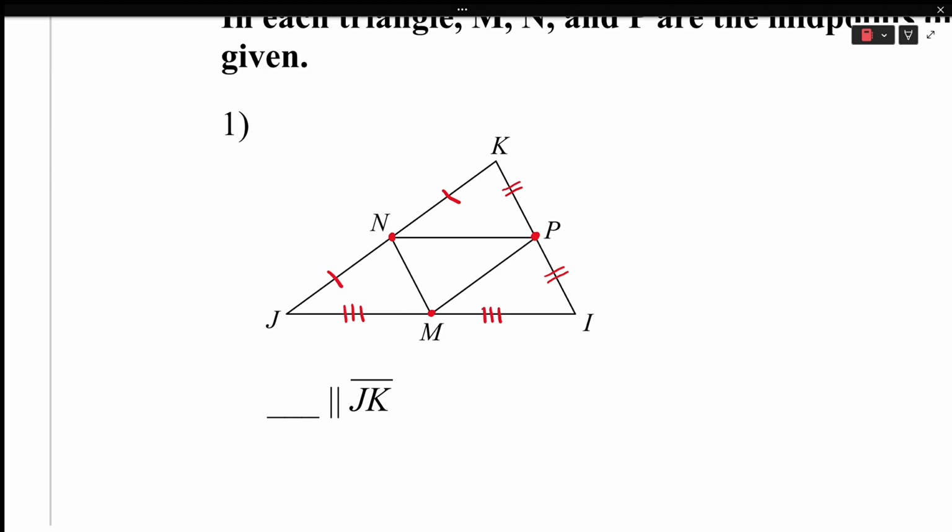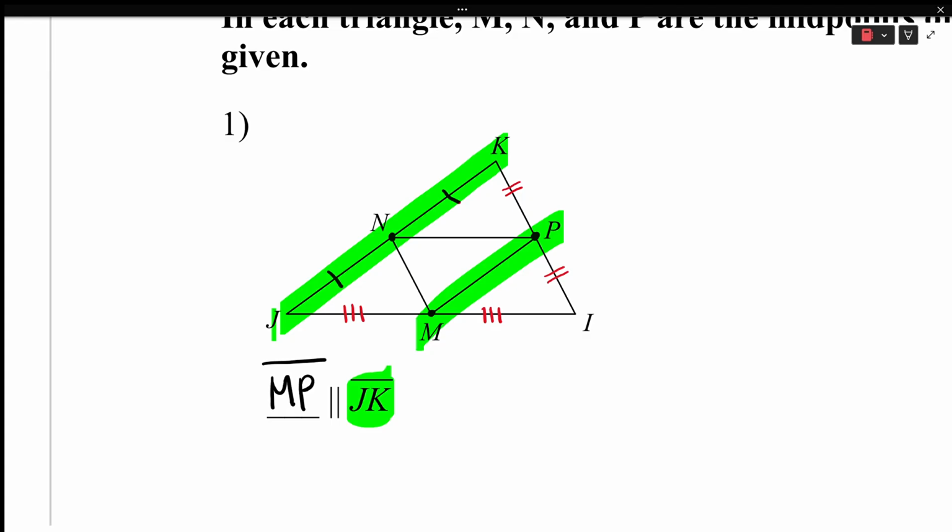So when we have midpoints and we connect the midpoints with a line, like N and P are connected here, M and P are connected here, and N and M are connected there, they create parallel lines, okay? So we have JK, right? We're asking what line is JK parallel to? When you look at the picture, it should be obvious it's going to be MP. JK is parallel to MP.